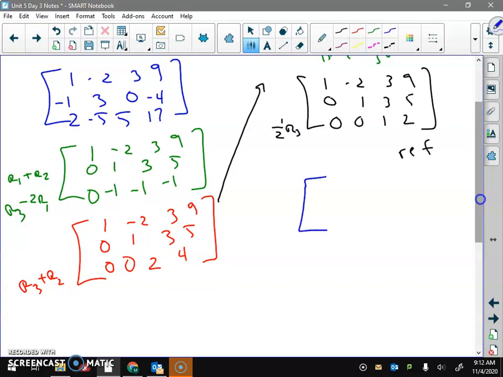New iteration. I'm never touching row 3 again, ever. I'm going to take row 2, and I'm going to subtract 3 row 3s. The 1 in row 3 will get rid of the 3 in row 2, and the zeros will keep the other 2. 0 minus 0 is 0. 1 minus 0 is 1. 3 minus 3 is 0. 5 minus 6 is negative 1.